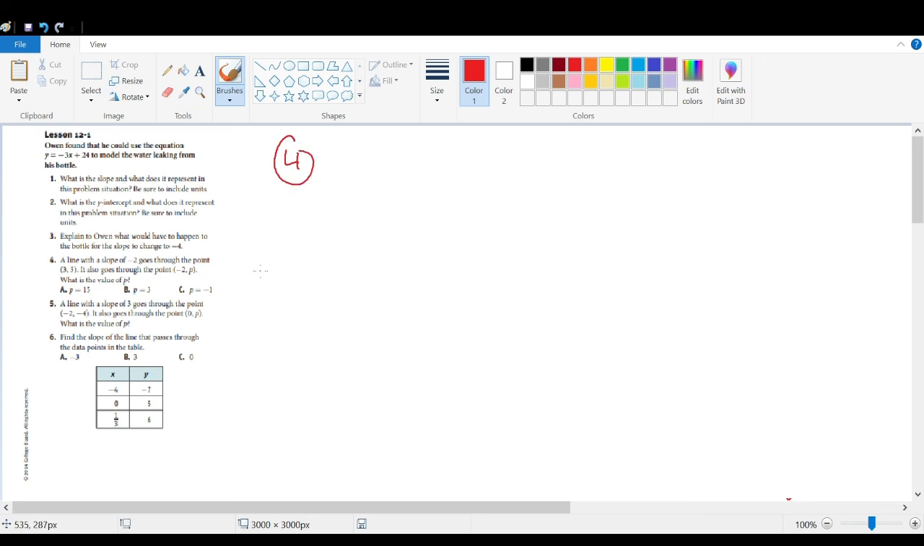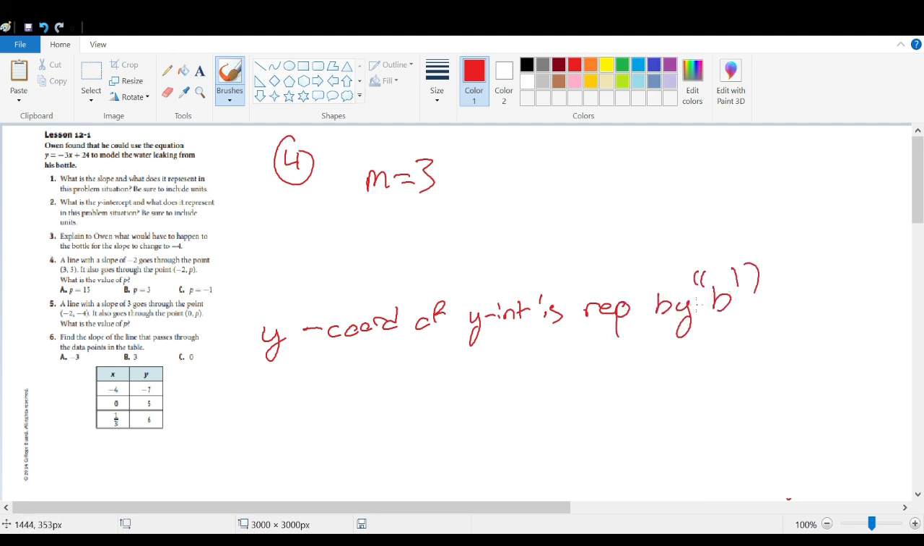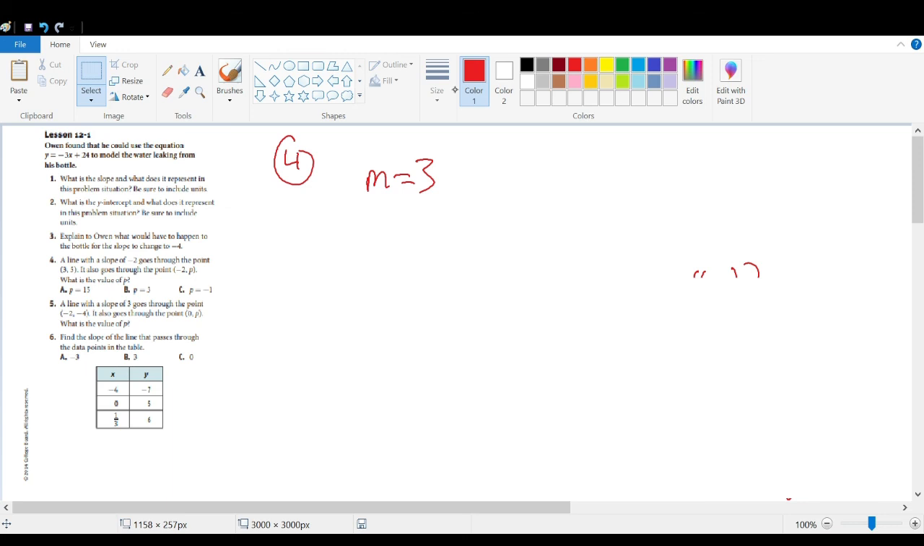So 4 says, a line with the slope of 3. So we have m is 3. Don't forget m means slope. It goes through the point minus... Oh, and one more thing that I forgot to mention. The y-coordinate of the y-intercept is represented by b. It's just represented by lowercase b. Don't forget that. And the slope of a line is represented by m.